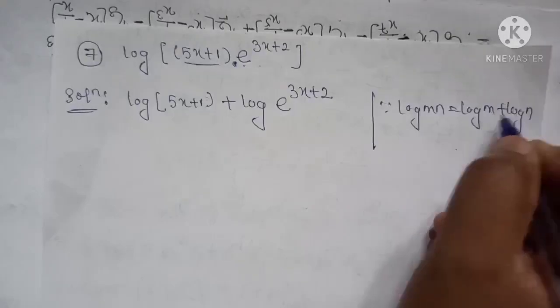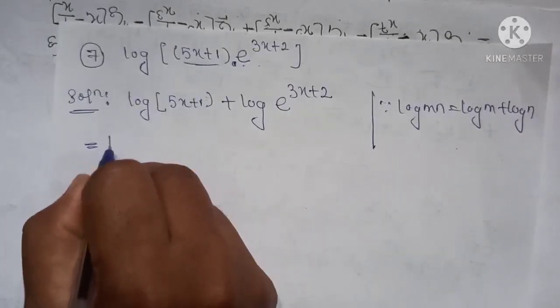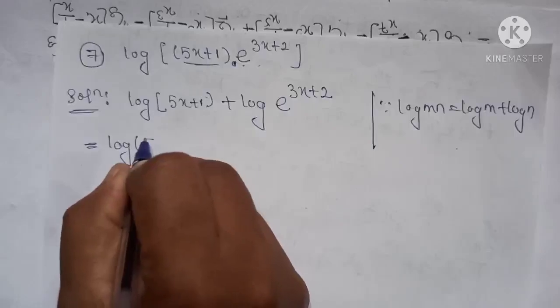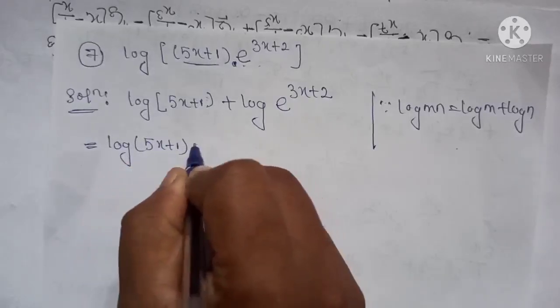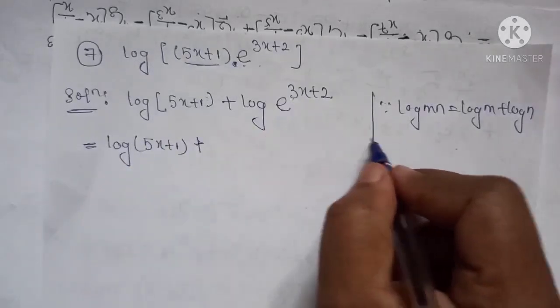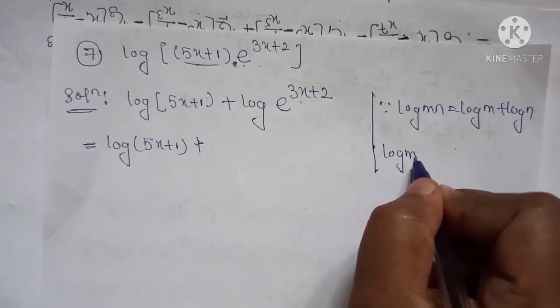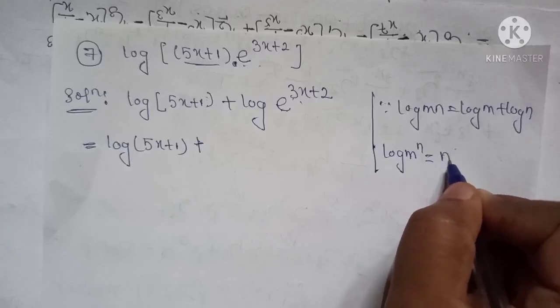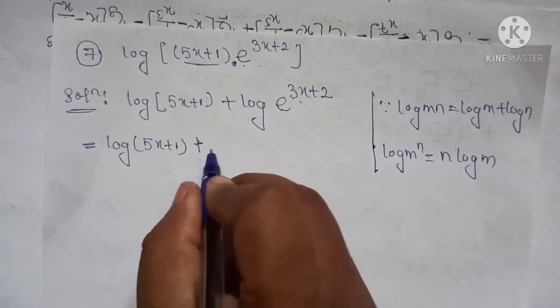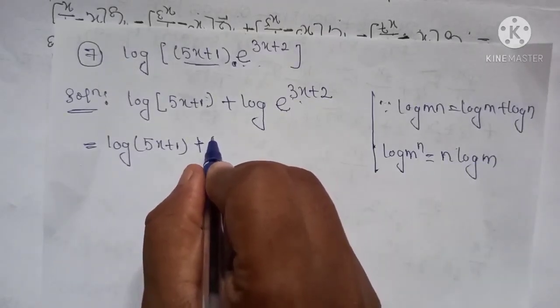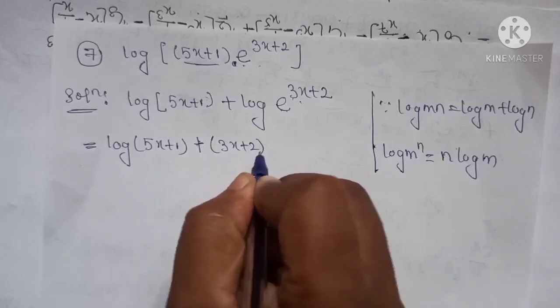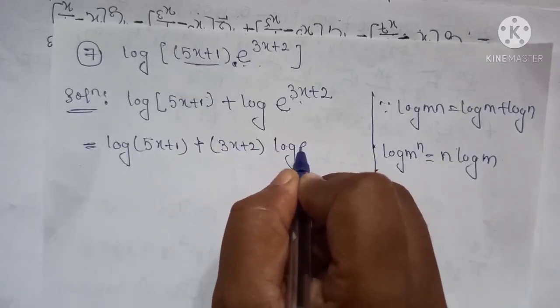So now this is equal to log of 5x plus 1 as it is, plus here it is in the form of a raised to x, or m raised to n, so log of m raised to n is equal to n log m. Therefore it can be written as 3x plus 2 into log e.